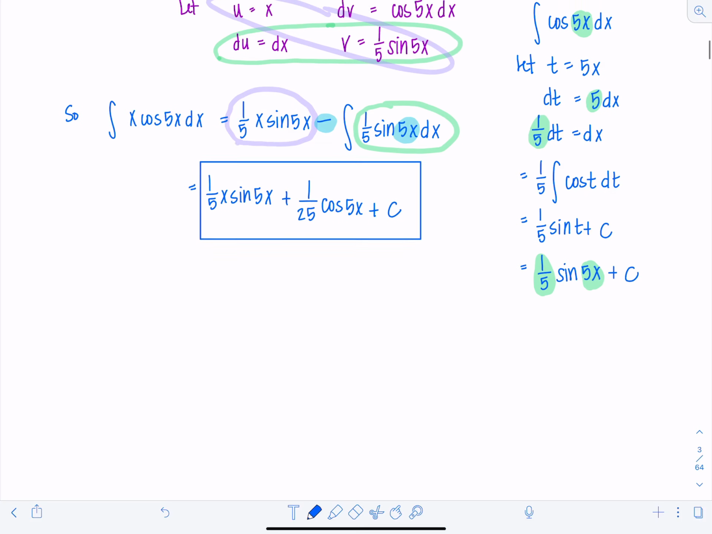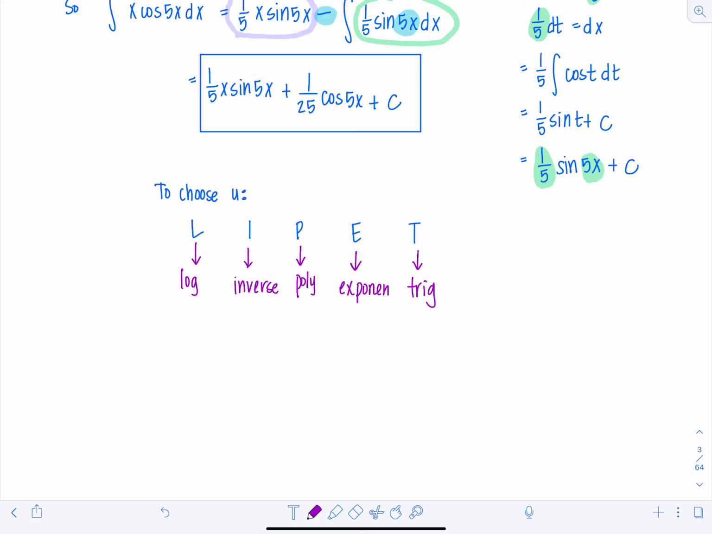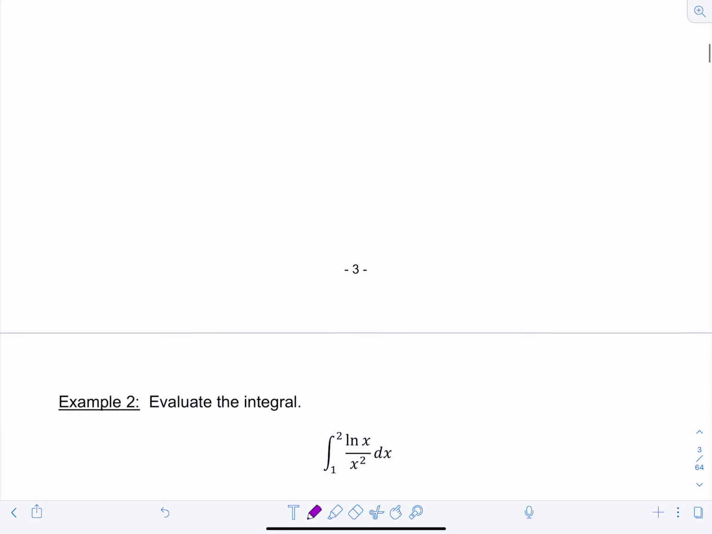Okay, now if you need a little bit of guidelines or help choosing u, experience and practice is the number one factor that'll help you, but you could also remember LIPET. There's all sorts of different acronyms, okay? This is just one. You might hear other things out there. So logarithmic functions are a good choice for u. Inverse functions, if you see like cosine inverse, sine inverse, then polynomial functions, exponential functions, or trig functions. Okay. Good. Let's look at more examples now.